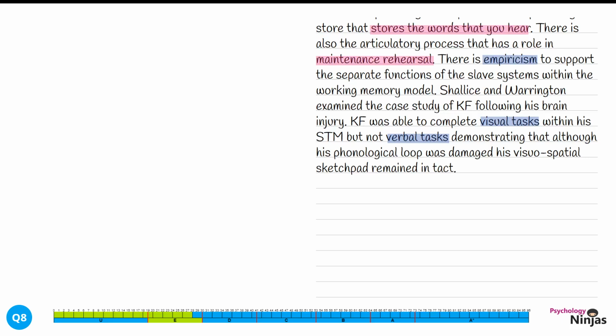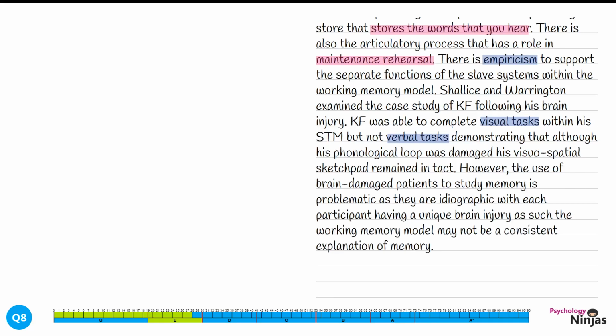We're going to give a counter-argument here, talking about a problem with the model. However, the use of brain-damaged patients to study memory is problematic, as they are idiographic, with each participant having a unique brain injury. As such, the working memory model may not be a consistent explanation of memory. It's important in our discussion of case studies as a method that we take this back to the model, explaining its impact on this particular theory. Here we've done so by talking about the fact that using unique brain injury patients may make the model inconsistent as an explanation for memory.